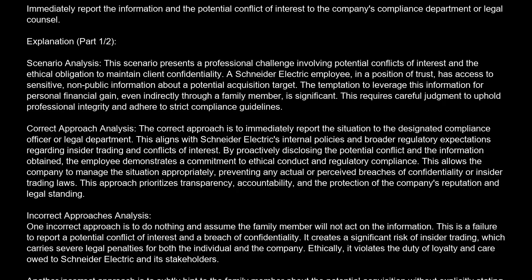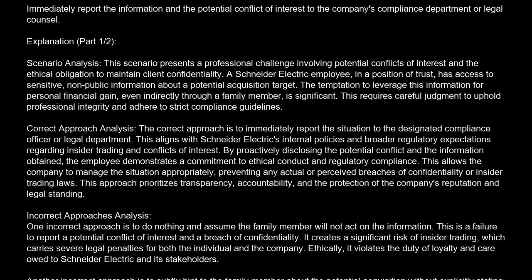This aligns with Schneider Electric's internal policies and broader regulatory expectations regarding insider trading and conflicts of interest. By proactively disclosing the potential conflict and the information obtained, the employee demonstrates a commitment to ethical conduct and regulatory compliance. This allows the company to manage the situation appropriately, preventing any actual or perceived breaches of confidentiality or insider trading laws. This approach prioritizes transparency, accountability, and the protection of the company's reputation and legal standing.